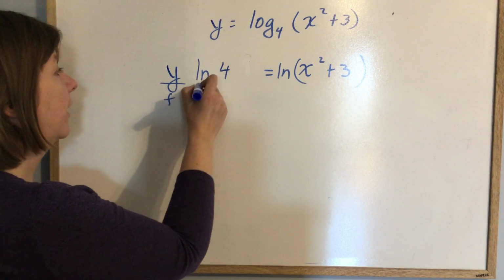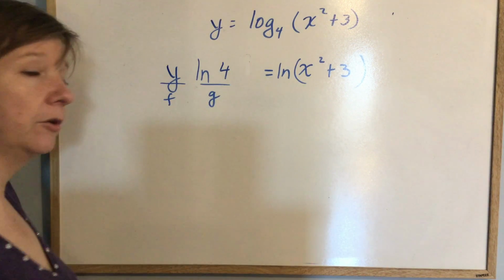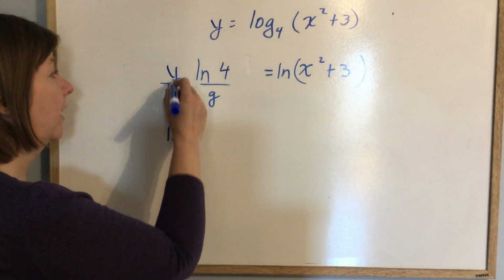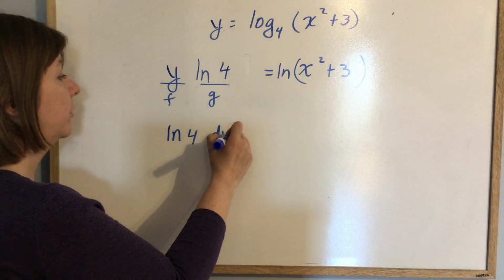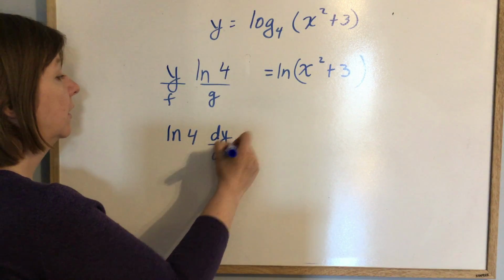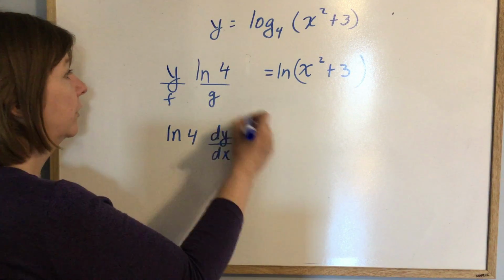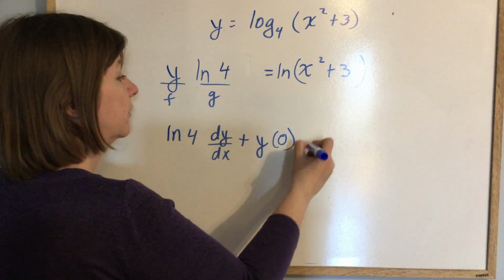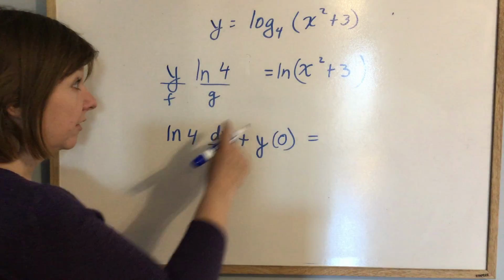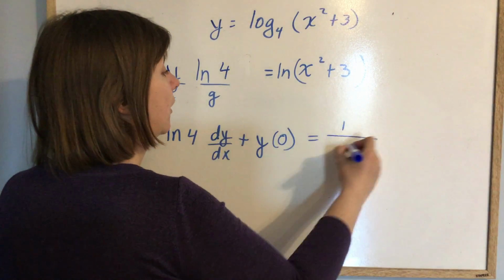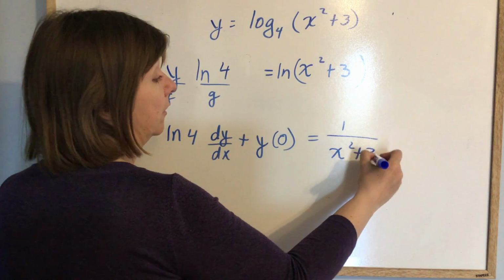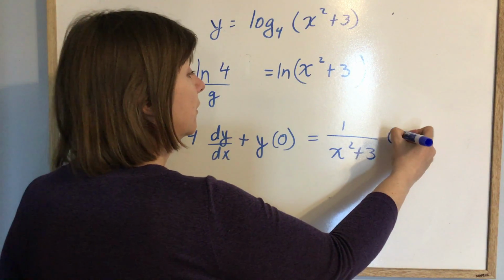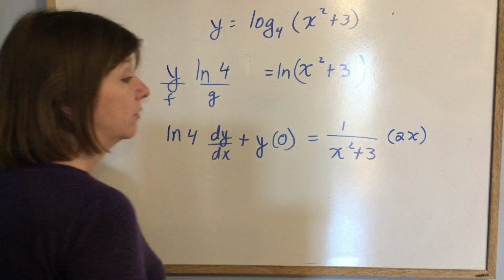So now here's f, here's g. I'm going to do my product rule. So g f prime, which would just be dy over dx, plus f g prime, but the derivative of ln of a constant is just 0. That's equal to the derivative of ln, which is 1 over whatever I'm taking the ln of, and then I have to do the derivative of the inside, which is 2x.